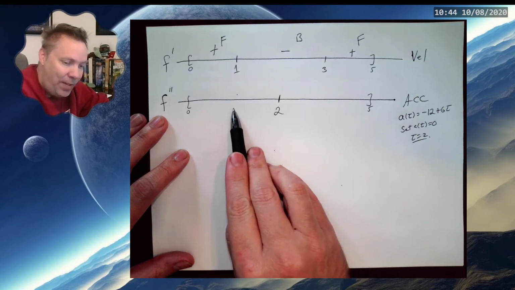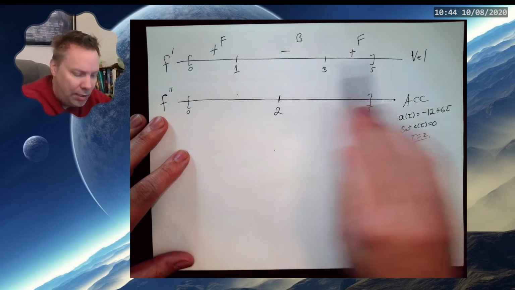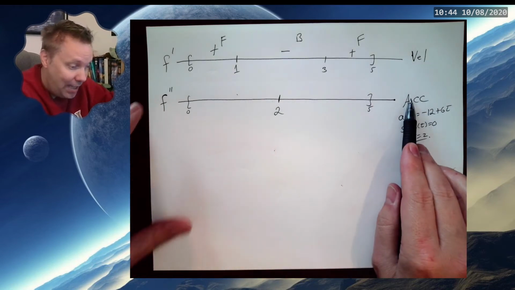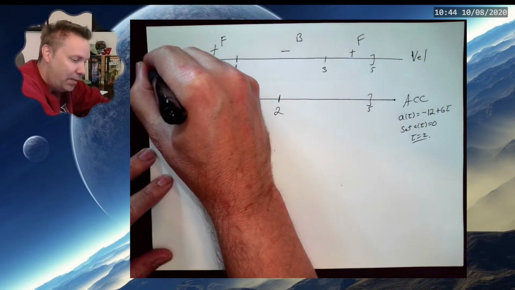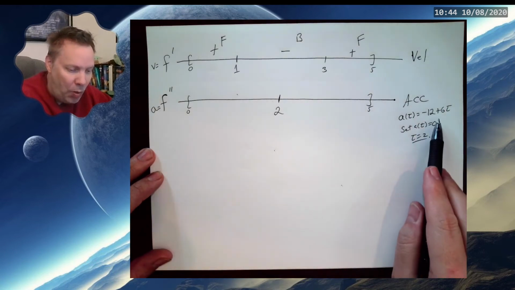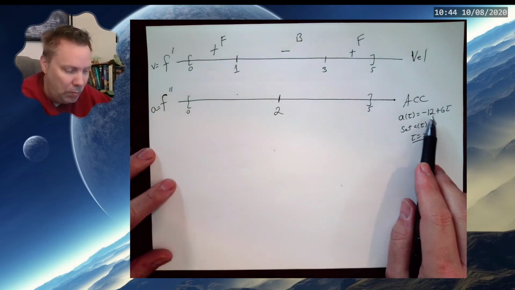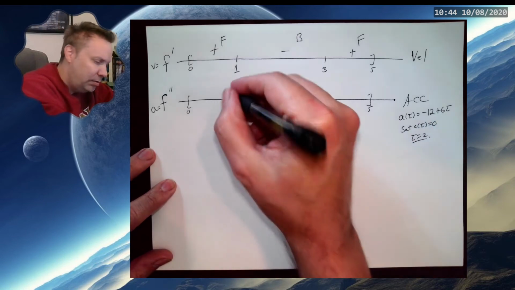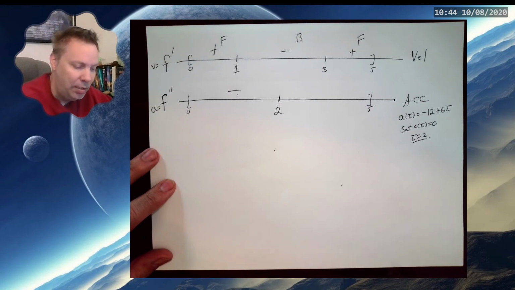So pick a test value, any number between 0 and 2. Let's pick the number 1. Let's go back to the acceleration function. That's what this is. This is the acceleration function, and this is the velocity function. Just keep reminding yourself of that. Take the number 1, let's plug it into here. Do we get a positive answer or a negative answer? Well, negative 12 plus 6, I think I could do that one in my head, is negative.